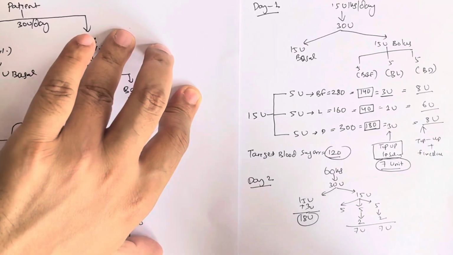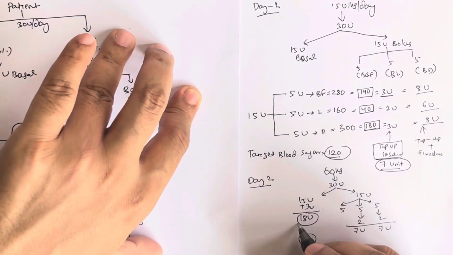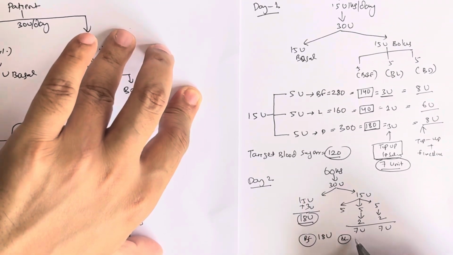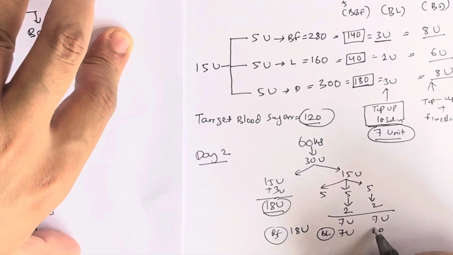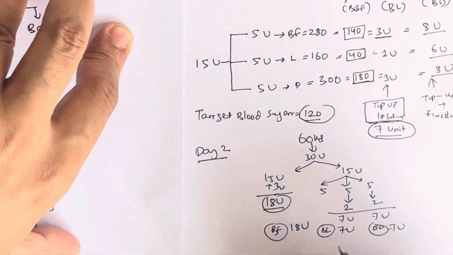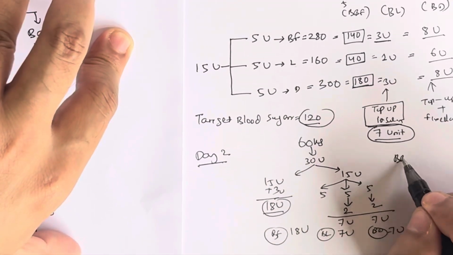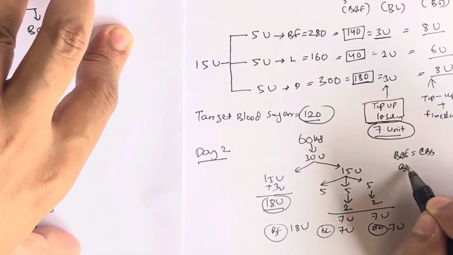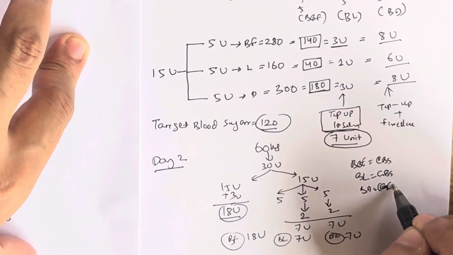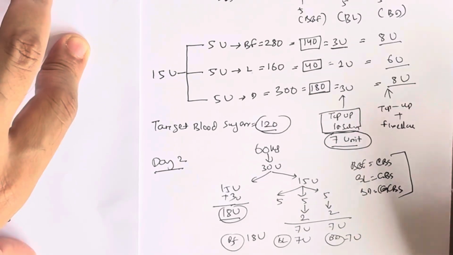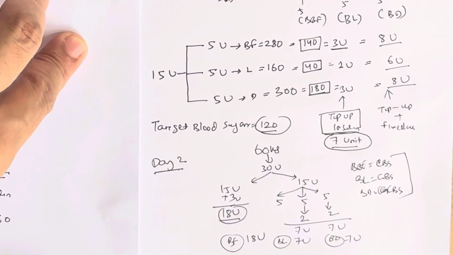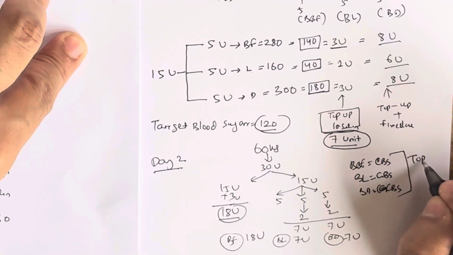So in the morning, at breakfast, the patient receives 18 unit of basal insulin. Then at lunch, the patient receives 7 unit. Then at dinner, the patient receives 7 unit. This is day 2. Here also, the same thing. You have to measure blood sugar before breakfast, CBG, before lunch, CBG, before dinner, CBG, and find out how much extra blood sugar we have to correct. Then, depending on that, you have to use the correction insulin on day 2 also. So there will be top up insulin.